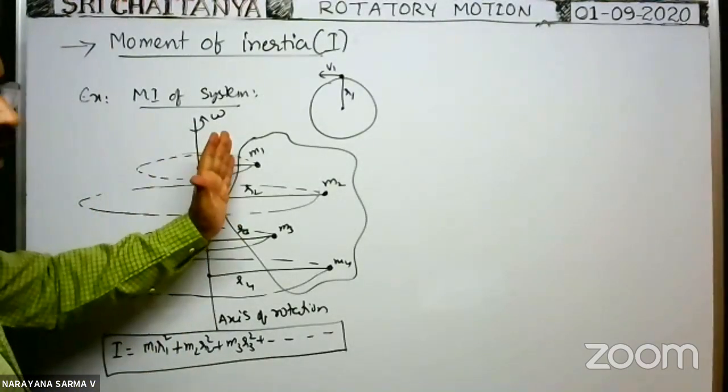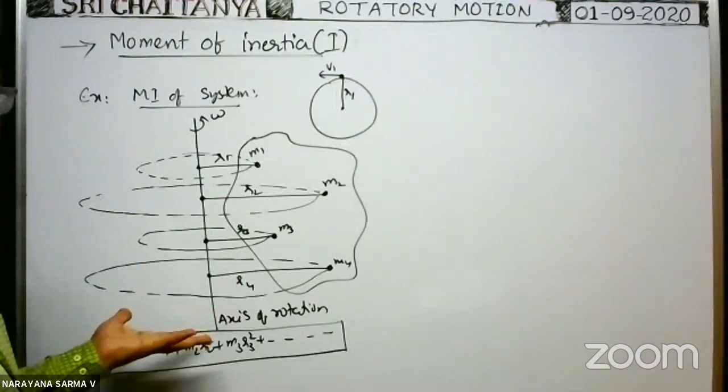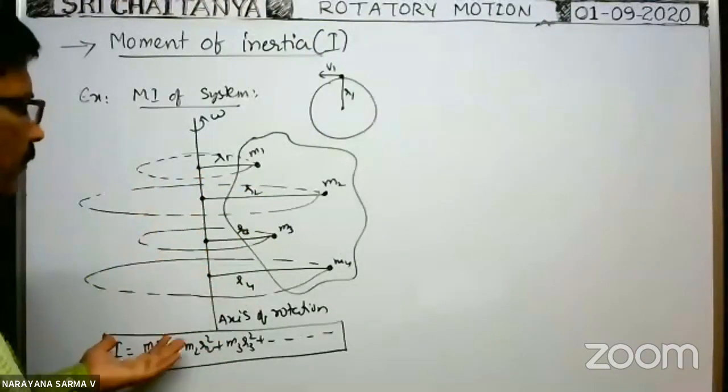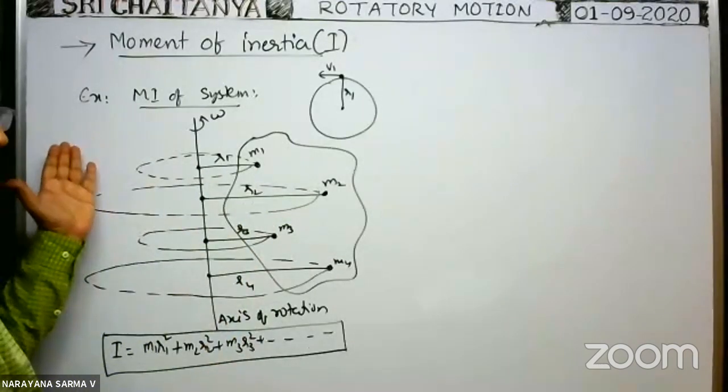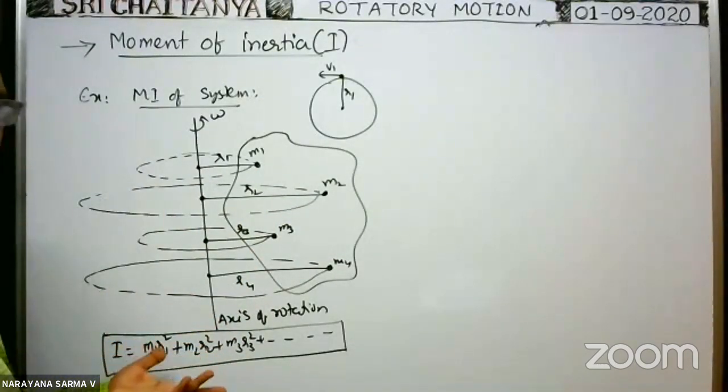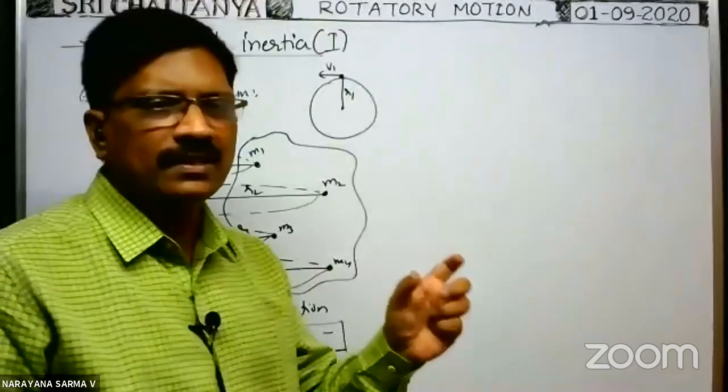If the axis of rotation changes, the moment of inertia also changes, because when the axis of rotation changes, the perpendicular distances change, no? That's why the moment of inertia depends on the axis of rotation.